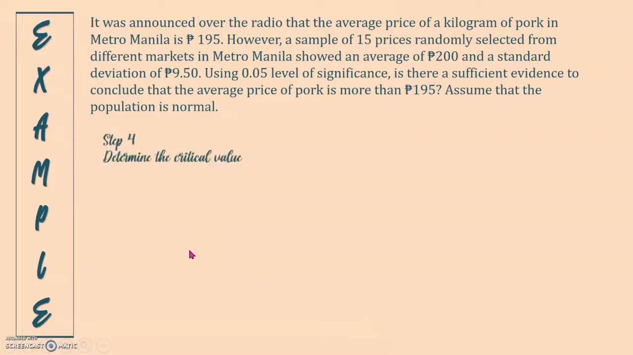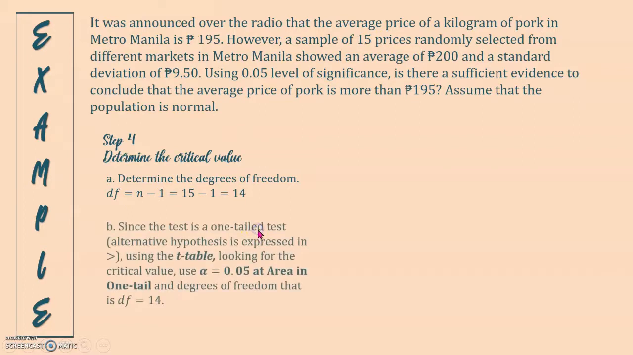Next, determine the critical value. Still in determining the critical value, we need to find the df first. Our degrees of freedom is equal to n minus 1, and our n here is 15. So 15 minus 1 is 14. And since our test is a one-tailed test, because our alternative hypothesis is expressed in the greater than symbol, using the t-table, find the intersection between df equals 14 and alpha at 0.05 using the area in one tail.